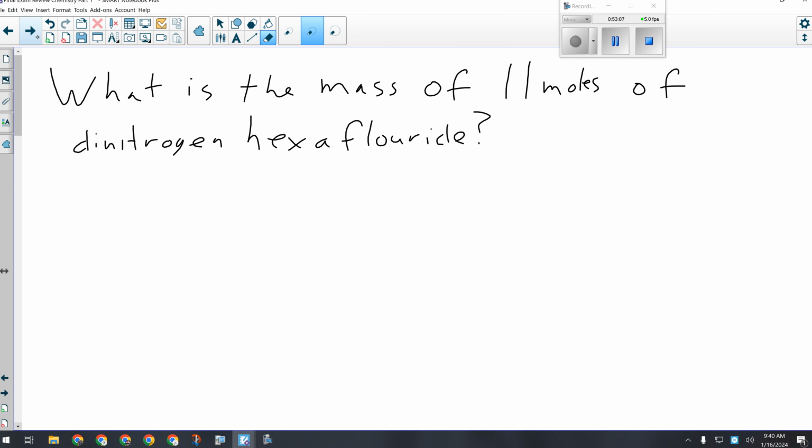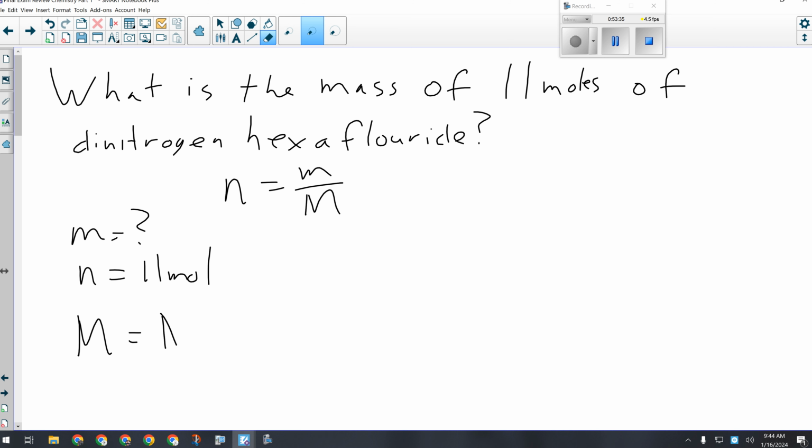See if you can do that one. We did 4 different kinds of mole equation questions, so let's try them all. This is the second kind, where you're being asked to calculate the mass. So n equals little m over big M. We're looking for little m on this one. We know that the number of moles is 11, and we are told that it is dinitrogen hexafluoride. Do I reduce that?